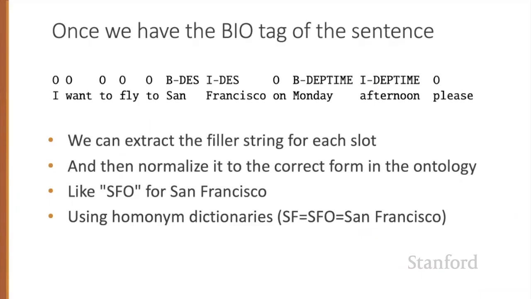Once we've trained our BIO tagger, we can now run it on input sentences, and then we extract the filler string for each slot. So for the destination, we have begin and inside, so we have San Francisco, and then we can normalize it to some correct form. Perhaps we'll have homonym dictionaries saying that San Francisco is the same as SFO.